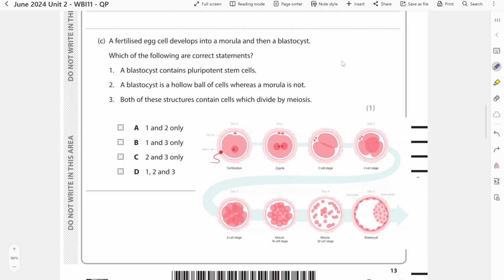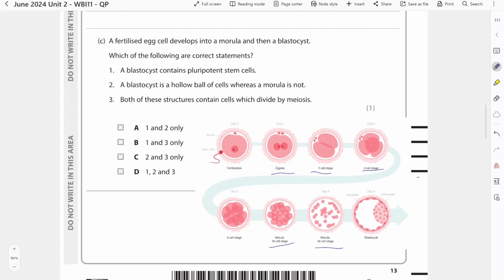Okay, part C, a fertilized egg cell, I've included this image here, but a fertilized egg cell develops into a morula and then a blastocyst. Which of the following are correct statements? Okay, so just to do a little bit of recap, once the sperm and the egg fertilize, it undergoes mitosis. So it goes from 1 cell, 2 cells, 4 cells, and it keeps on multiplying until you form a ball of cells called the morula. You can see that here as well.